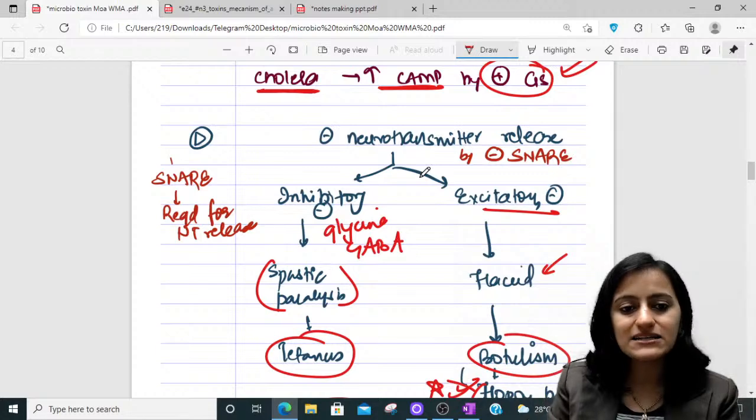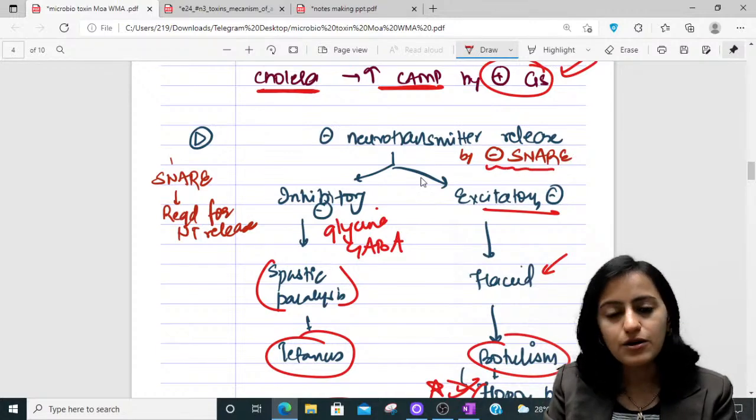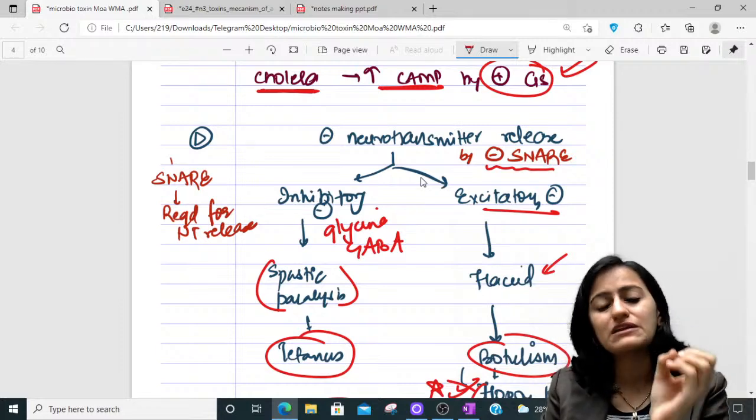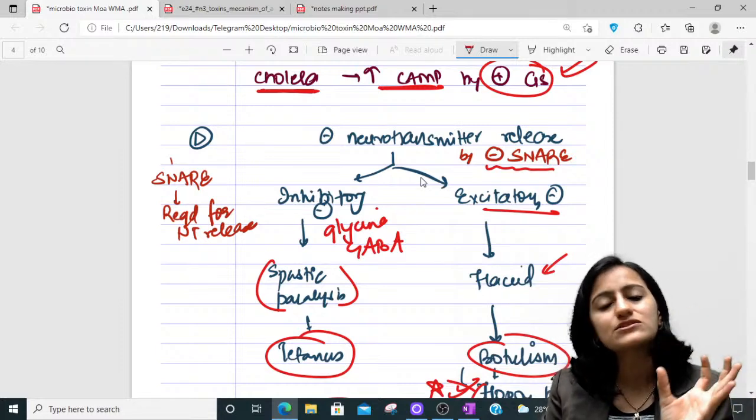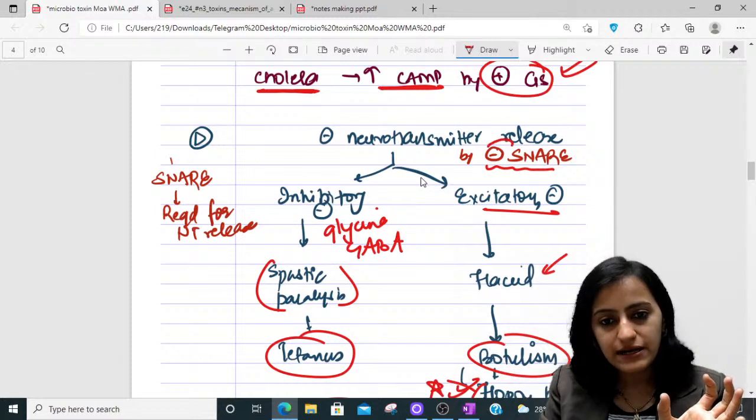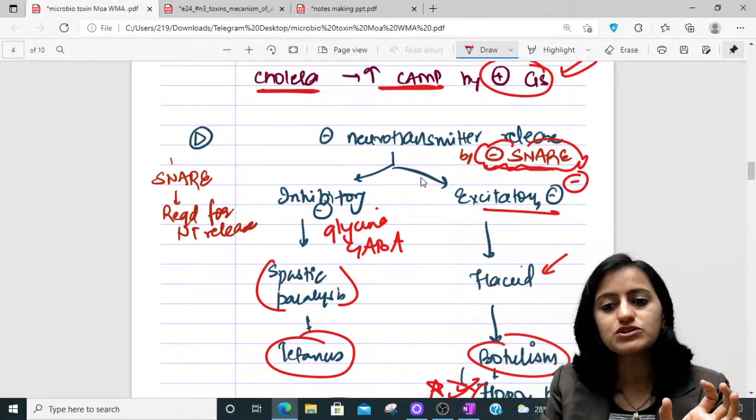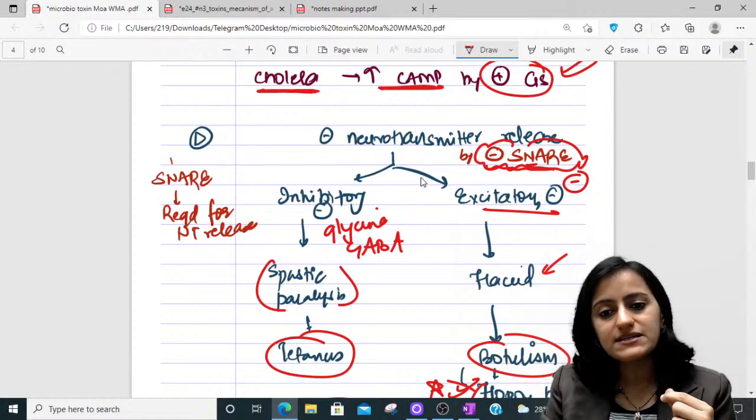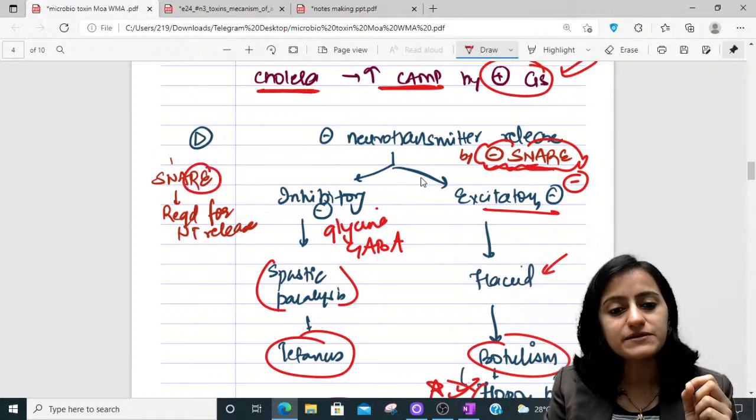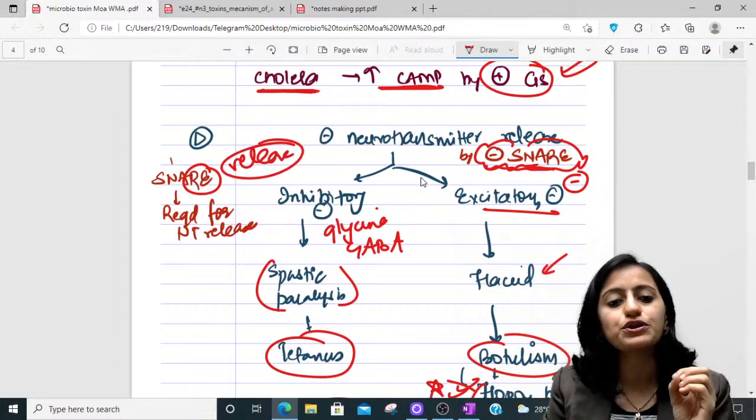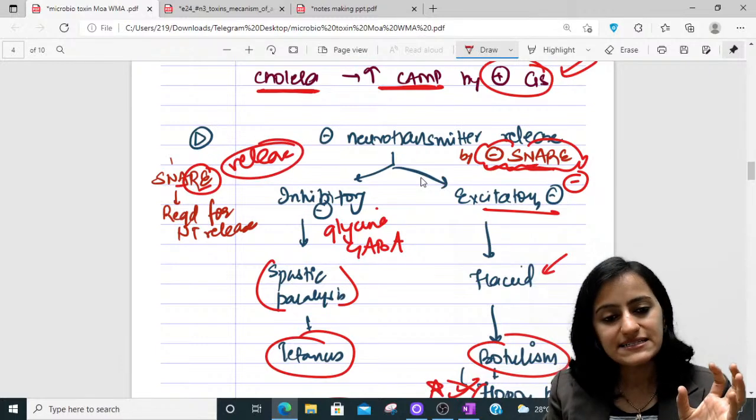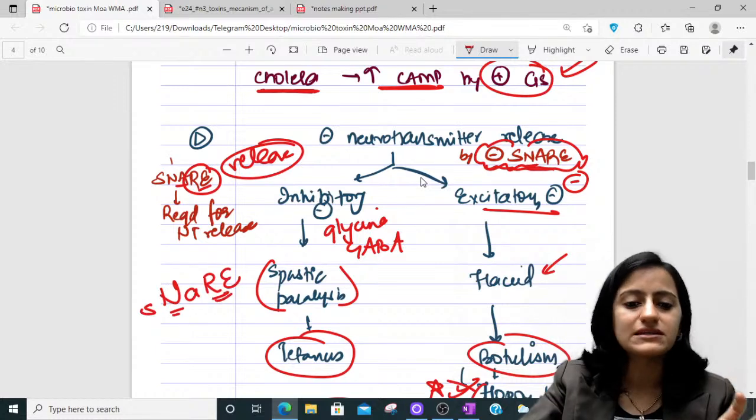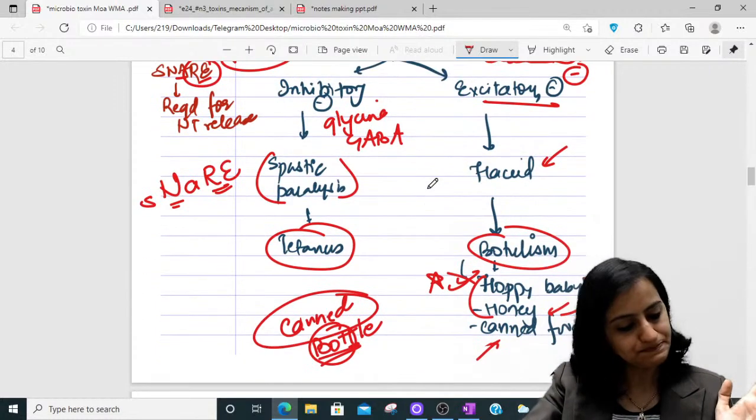Now these act by inhibiting your SNARE. What is the SNARE? SNARE is the protein which is required for the release of neurotransmitter. This question has also been asked: which of the following toxins acts by inhibiting SNARE? So remember, basically this is your neurotransmitter release. SNARE is required for that. You can remember that it is neurotransmitter release, though the full form is something else.